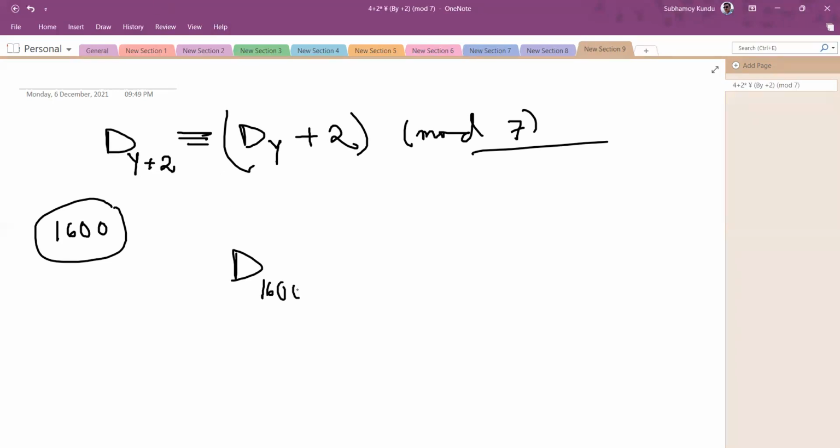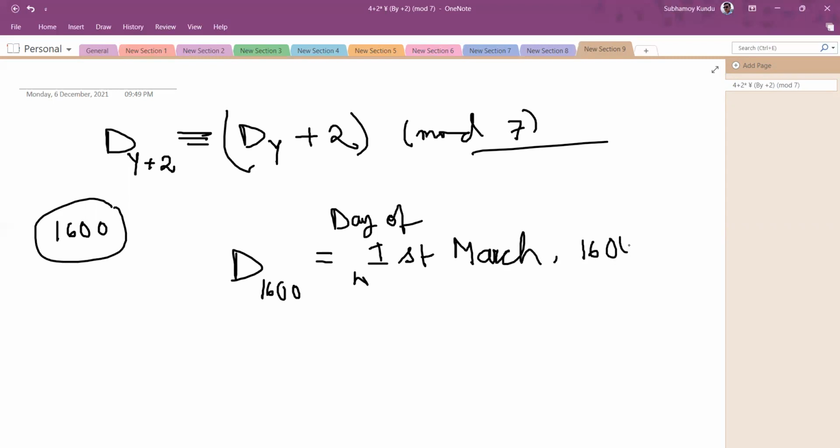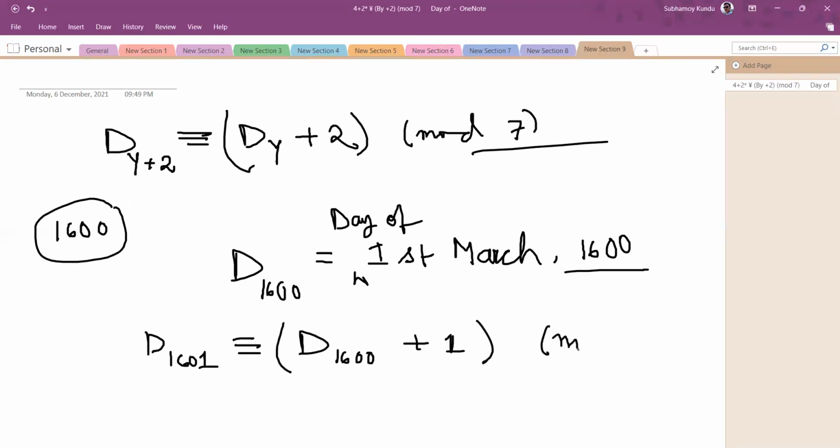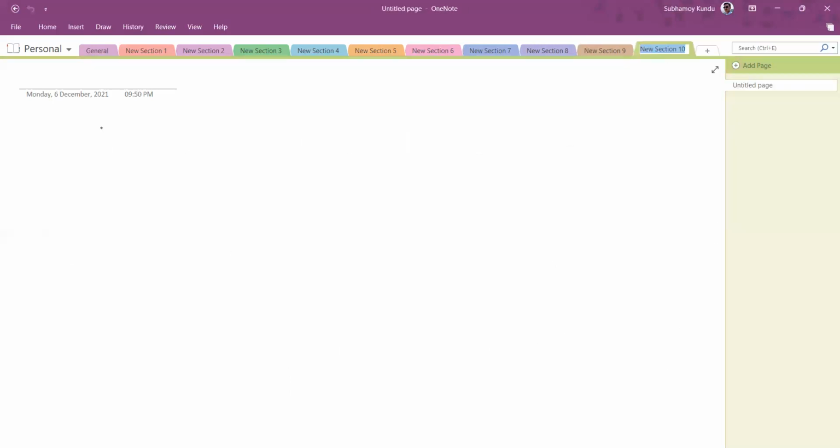Let's say D1600 is the number, the day of the first of March of calendar year 1600. If it is, we establish the relationship that the first of March of 1601 is congruent modulo 7 to D1600. So what happens if it is 1605?